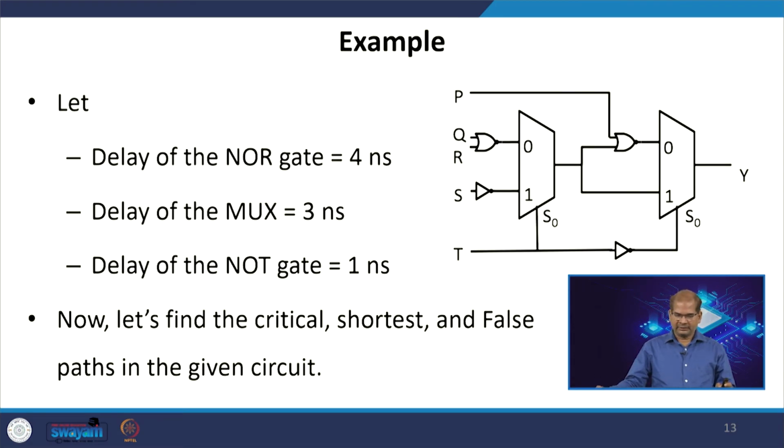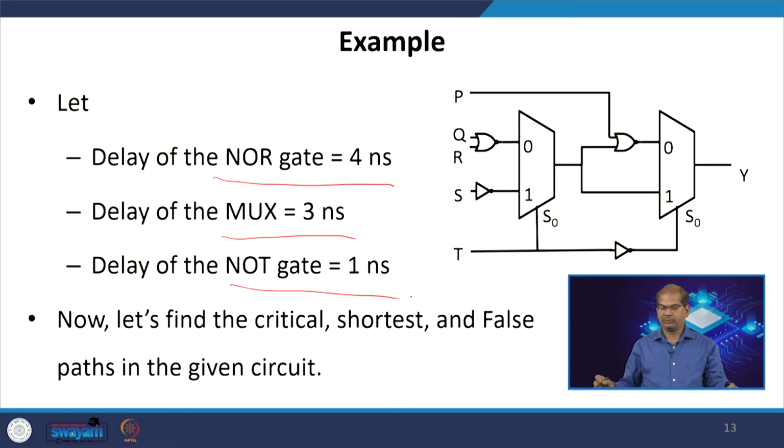So, let us take an example here. This circuit is given to you in the right hand side. We have a bunch of gates here, NOR gate, inverter and multiplexer. The delay of the NOR gate is 4 nanosecond, delay of the multiplexer is 3, NOT gate is 1 nanosecond. So, in this design we will find out the critical path, shortest path and the false path in the given circuit.